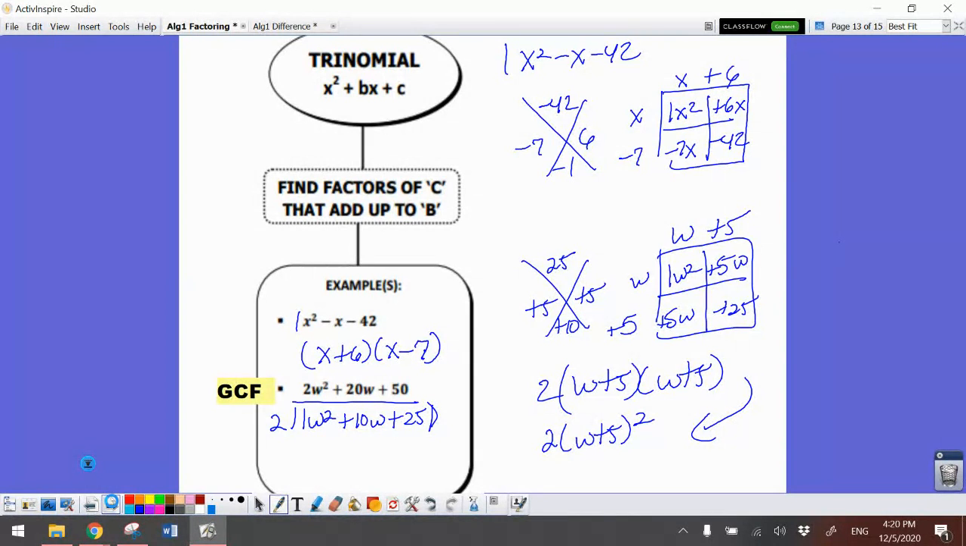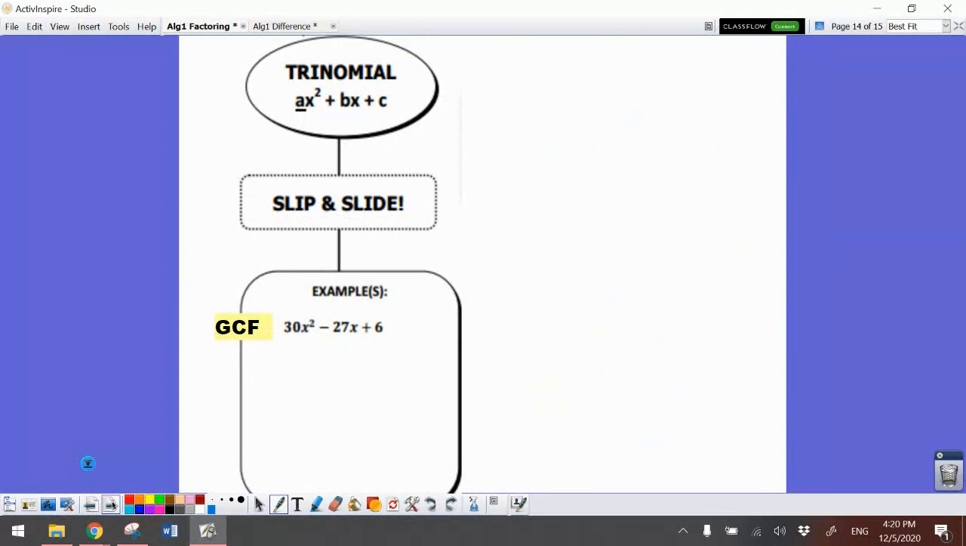All right. One more. Hit pause, take out a GCF, and see if you can factor this guy. All right, let's see how you did. 30, 27, 6. Take out a 3. 10x squared minus 9x plus 2. That's what I'm looking at.